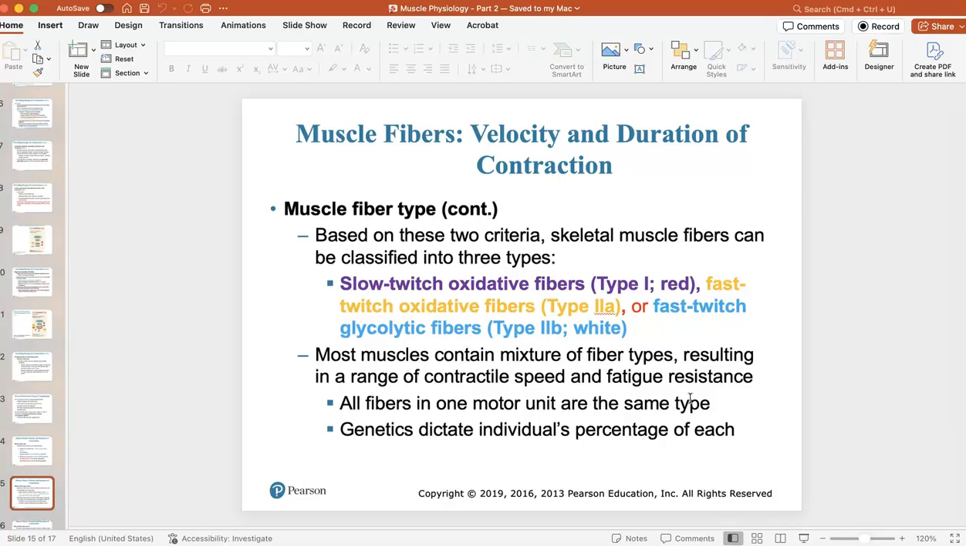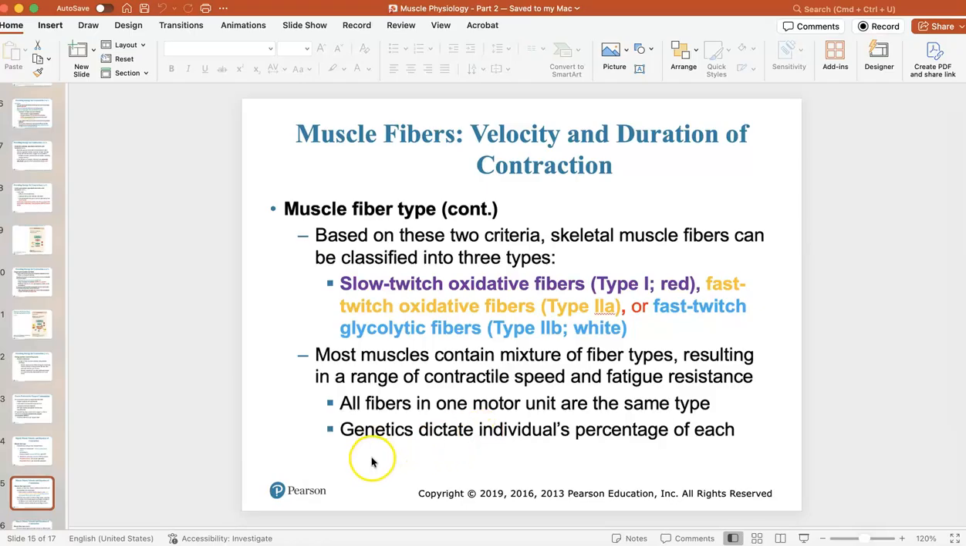Now, in any individual muscle, let's say the biceps brachii, the triceps brachii, pec major, or any one of the 4 quads, or any one of the 3 hamstrings, you're going to have a mixture of fiber types. So perhaps I have all 3 of these in my biceps brachii. But remember, in an individual motor unit, all of the fibers are the same. So make sure you're not confused about that. All right, so one more time. In any given muscle, you're going to have a mixture of fiber types. However, in an individual motor unit, all of the fibers are the same.